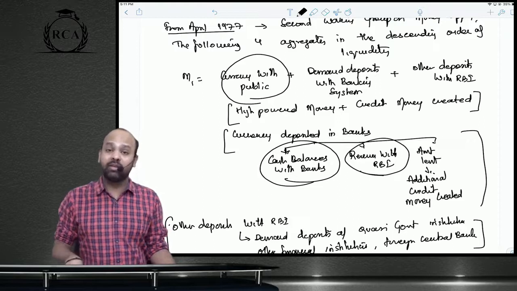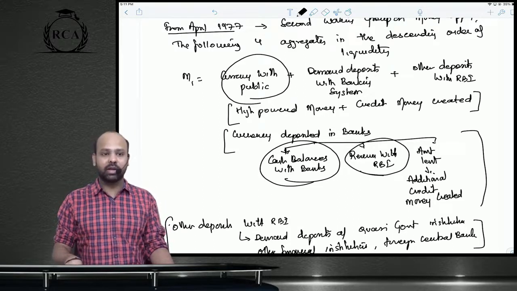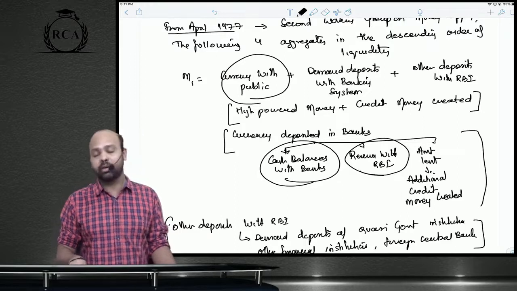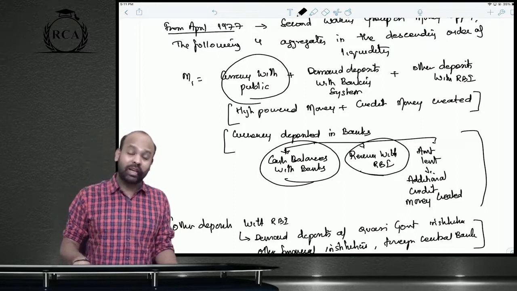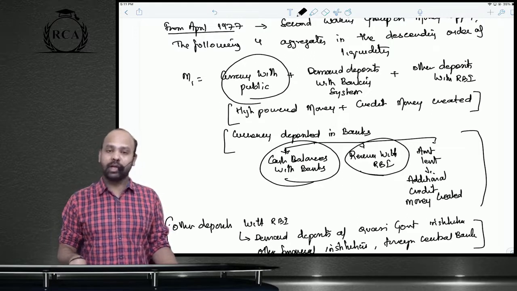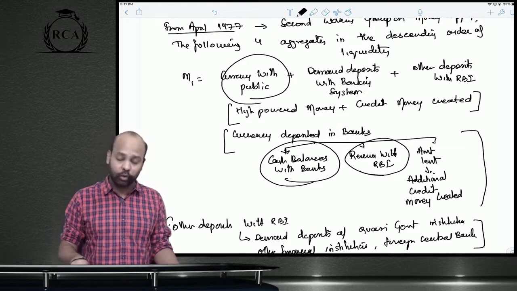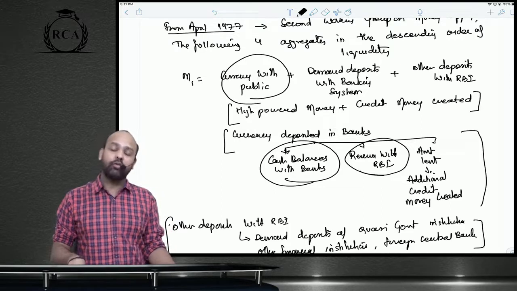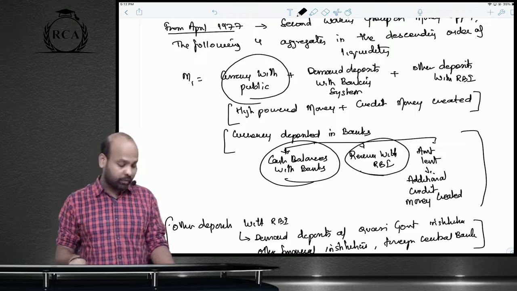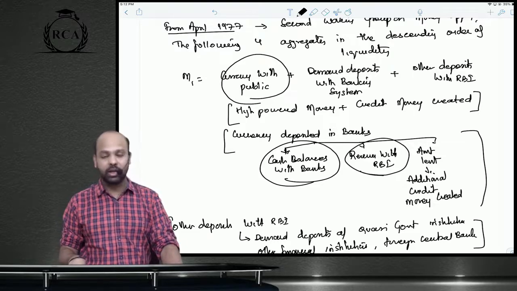M1 is the currency with the public. I repeat, it is the currency with the public plus the amount of demand deposits with the banking system plus other deposits with RBI. To this M1, if you also add the demand deposits with post office savings bank accounts, you will get M2. To M1, if you add time deposits also, that is fixed deposits, you will get M3. Banks and RBI generally declare M3.